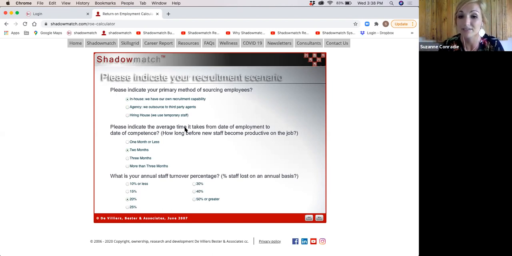Please indicate the average time it takes from date of employment to date of competence. So in other words, how long before new staff become productive on the job? I've selected 2 months, to say it takes about 2 months for someone in our environment to do the training in company ABC, and then they're sorted and they can become productive. What is your annual staff turnover percentage? So the percentage of staff lost on an annual basis. That turnover that we see, let's say 20% in this case, that's a general practice, 20% staff turnover.